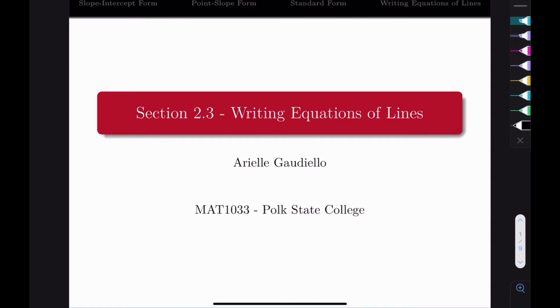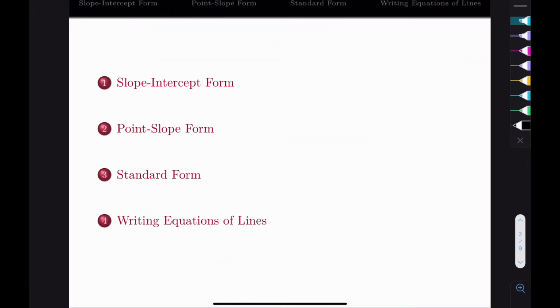So now we're finally at the point that we can actually go through how I come up with the equation of a line instead of it being given to me, instead of just plotting points. If I know specific factors, what does that equation look like? So we're going to talk about all the different forms.